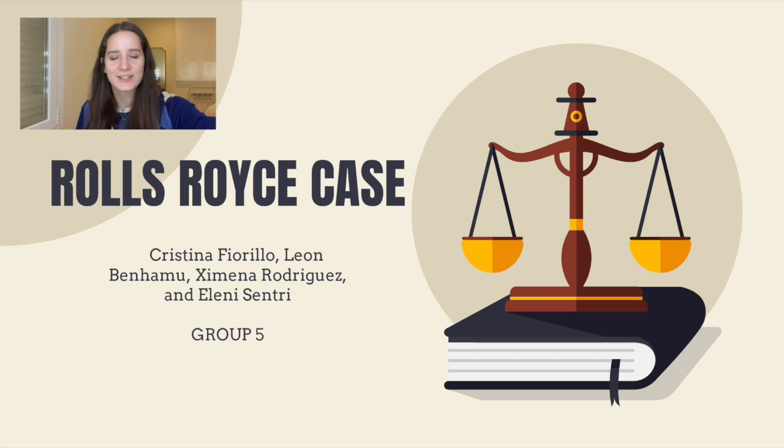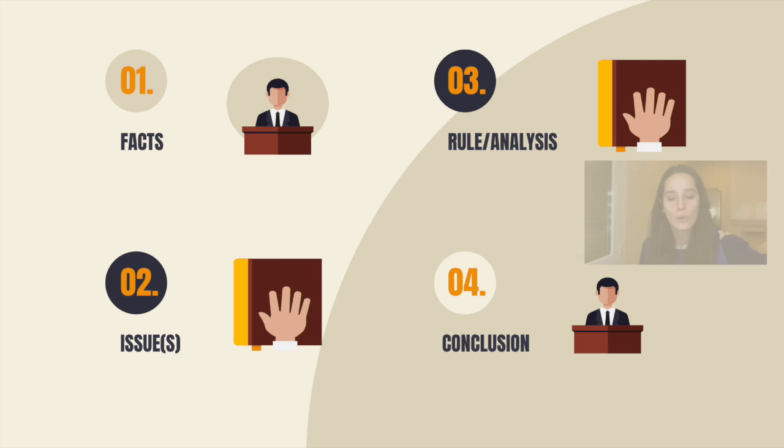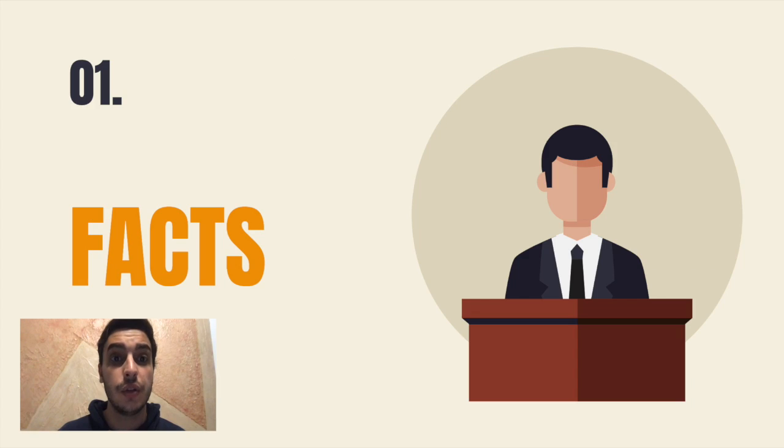We're Group 5, and today we're going to talk about the Rolls-Royce case. We'll start with facts, issue, rule and analysis, and finally a conclusion. Hope you enjoy. First of all, we will start by describing the facts of the case.